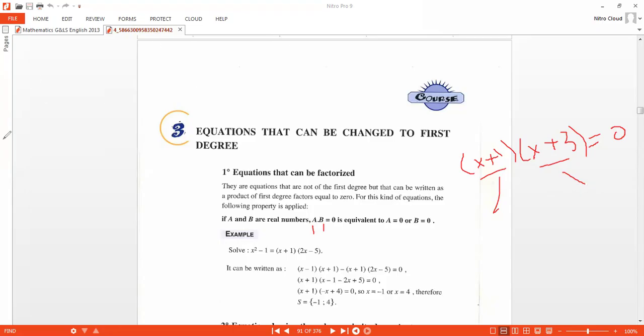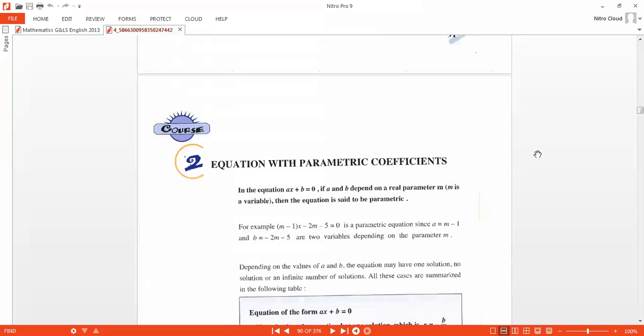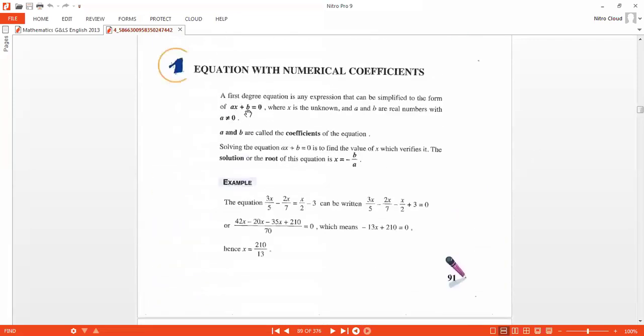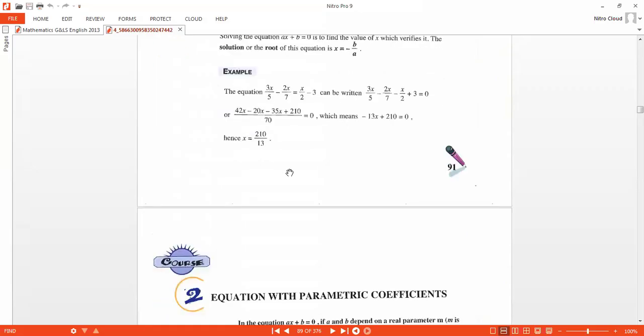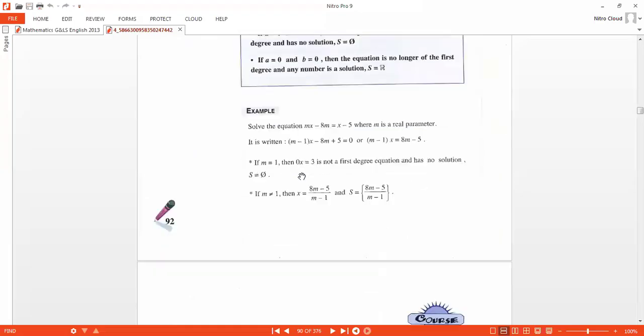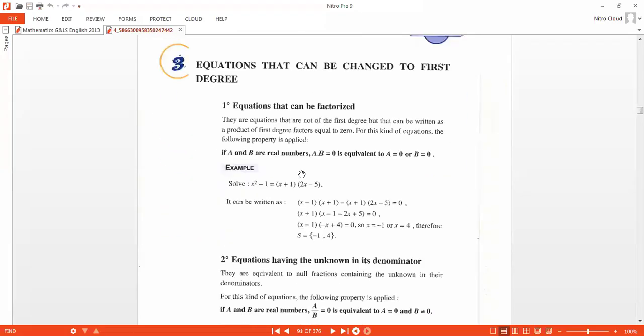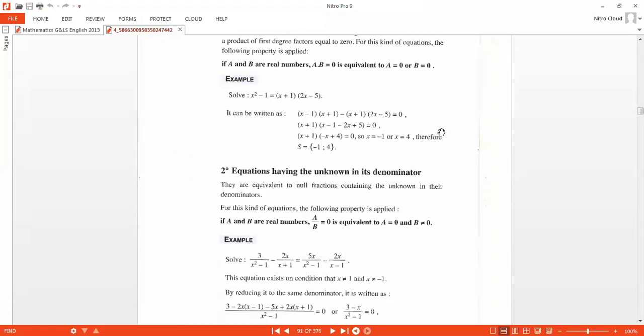That leads me back to the first situation, which is ax plus b equals 0, and in this case x equals minus b over a. So if you solve each one alone, you will get two solutions, x equals something and x equals something.